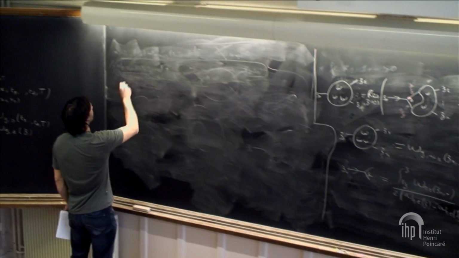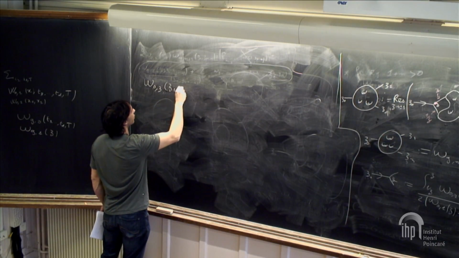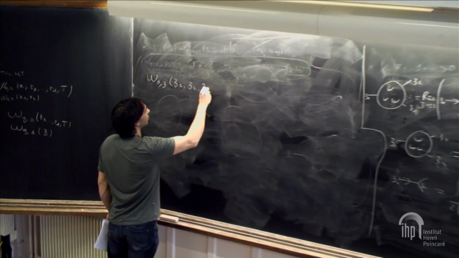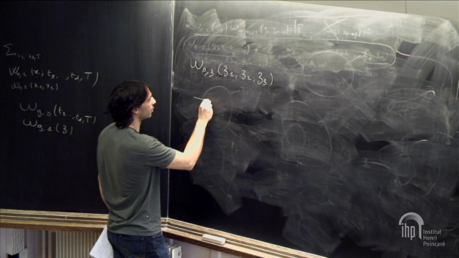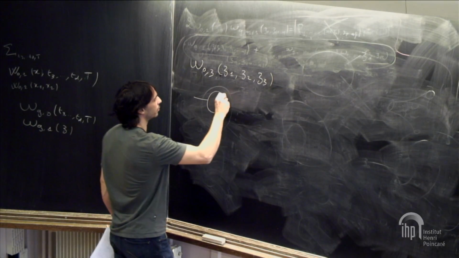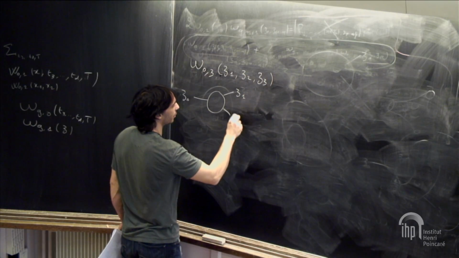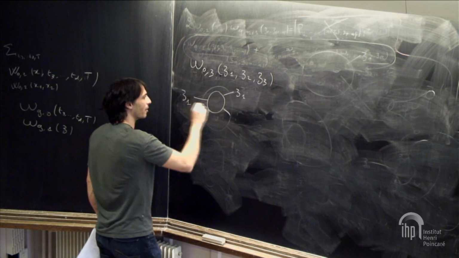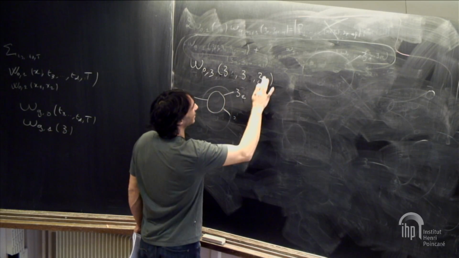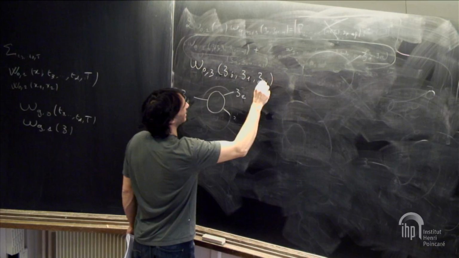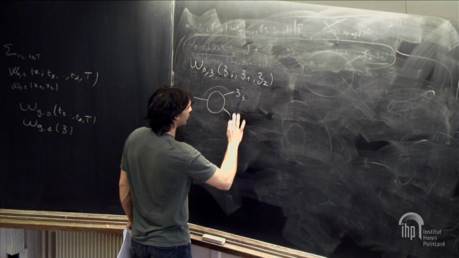So let's look at some example. Omega 0,3 of Z1, Z2, Z3. So first, I would like you to see this graphical interpretation. Z0, Z1, Z2, Z3. Okay, let's take Z0, Z1, Z2 if you want.